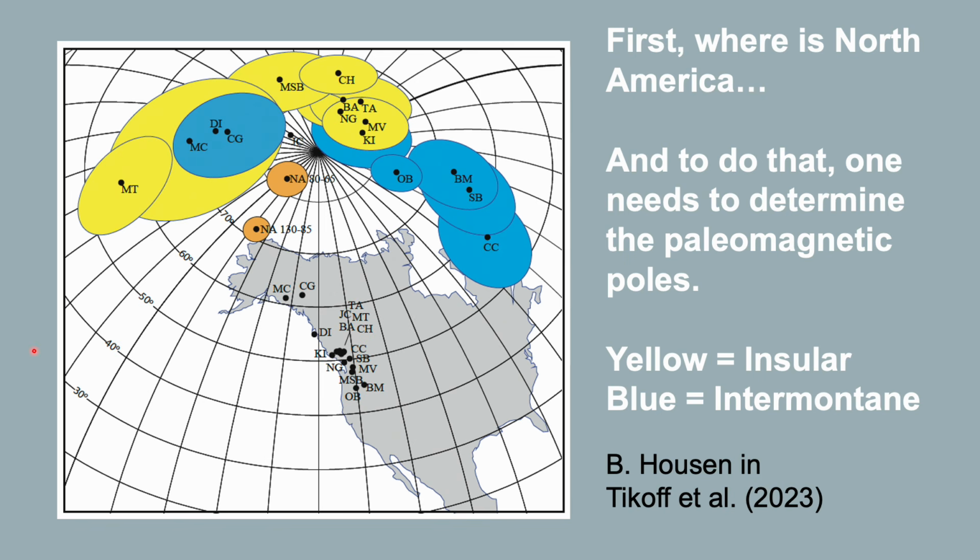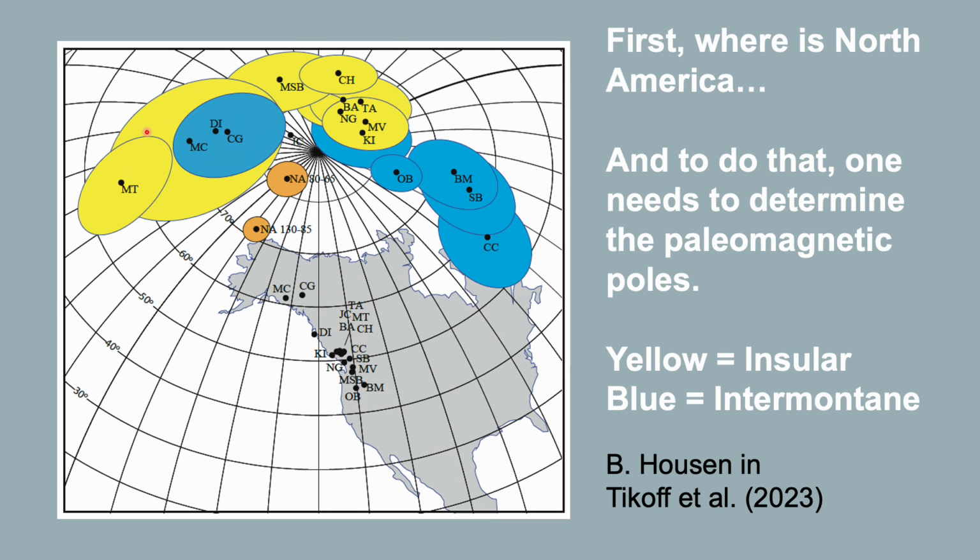And Bernie Housen was the person who summarized this data in the Tikoff et al. paper. If you look at North America, what's shown in the black dots are all the places on the Cordilleran terranes, the exotic terranes, that have paleomagnetic data. And each of those corresponds to a paleomagnetic pole shown either in yellow, for the insular terrane, so that's the outboard terrane, or in blue for the intermontane, which is the more inboard terrane.